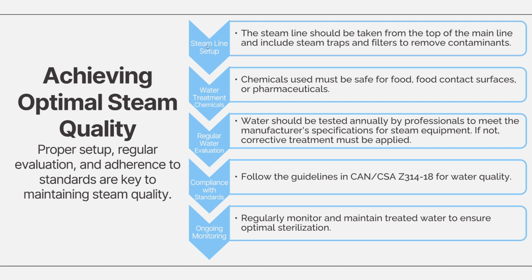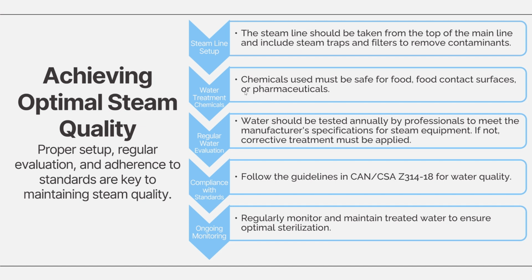So the steam line setup. Steam should be drawn from the top of the main steam line to avoid picking up water and debris that settle at the bottom. Steam traps remove condensation, while filters capture particulates, ensuring only clean, dry steam enters the sterilizer.